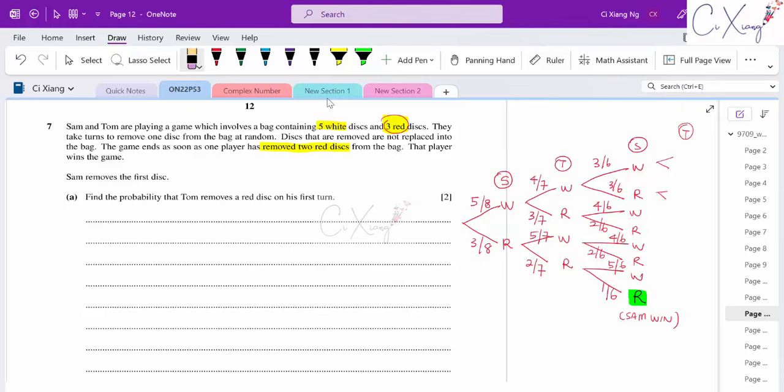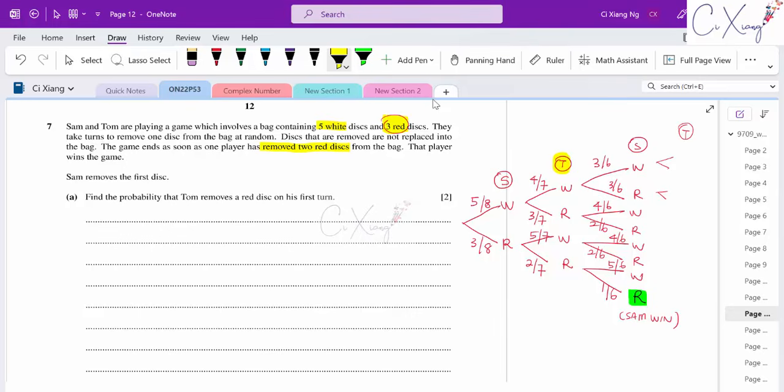Right? Okay, so let us have a look and see. They want us to find the probability that Tom removed a red disc on his first turn. So now, where is Tom's first turn? This one. Okay, Tom's first turn is here, and he wants to remove a red disc.